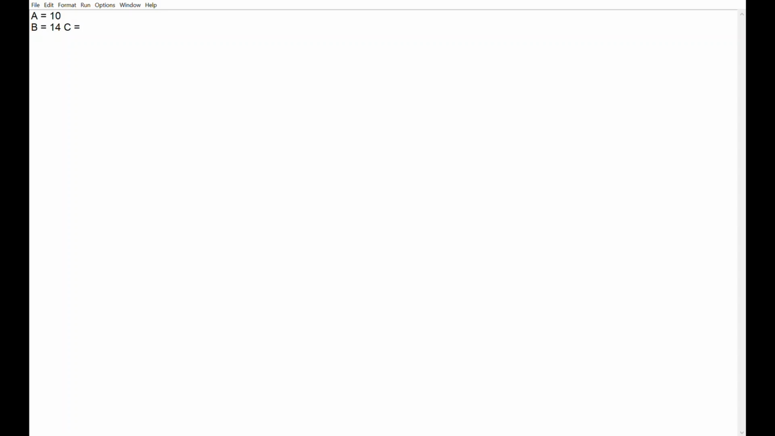C equals, sorry guys, just go to the next line. C equals 2. D equals 17. Okay, guys, so just write this down. I'll give you 20 seconds if you haven't already.